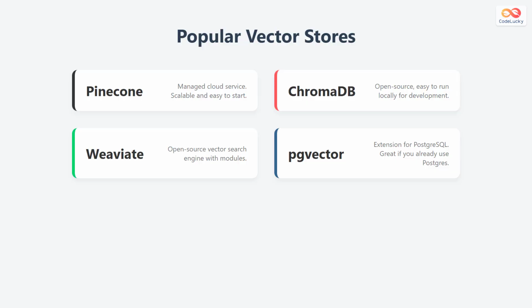There are many tools available for this today. Pinecone is a popular managed cloud service that scales easily. ChromaDB and Weaviate are excellent open-source options that you can run locally or in the cloud. And if you are already using Postgres, the pgvector extension is a fantastic way to add vector capabilities to your existing database.